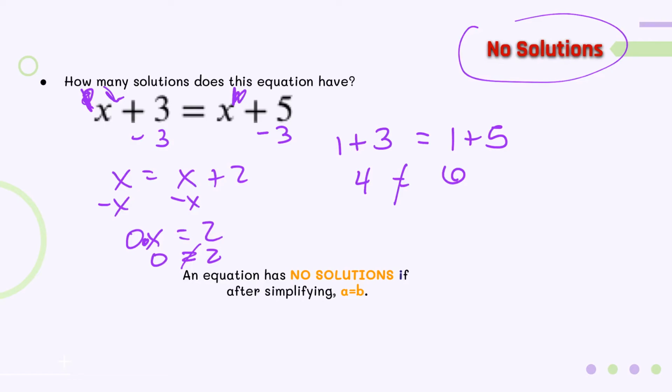Because an equal sign is a statement of truth. What makes a statement true? So an equation has no solutions if after simplifying you get down to something that looks like a equals b, or 4 equals 6, 0 equals 2. They don't equal, which means there is no solution. There's nothing that will satisfy this equation and make it true.